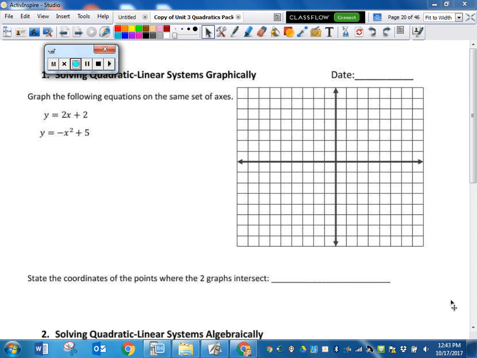Hey everyone, we're going to be looking at systems today. I know Ms. Wise and Ms. Lynch are not in your classrooms right now, but you can learn. This is all Algebra 1 review for you.